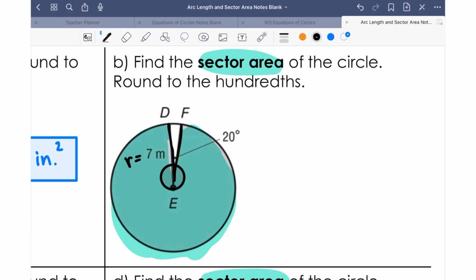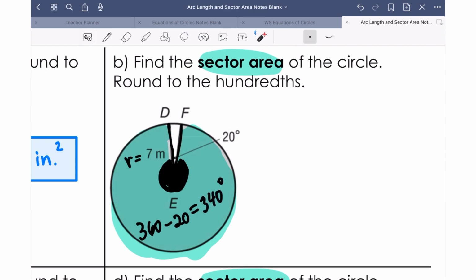So how am I going to find this section that I need from here to here, all the way around? What is your problem-solving skill going to tell you to do? 360 is the whole degrees of the circle, so you just take away 20 from that, and that gives us 340. So the shaded area, the section that I want, this part of the circle is 340 degrees. So this section is 340, which is the one I need.